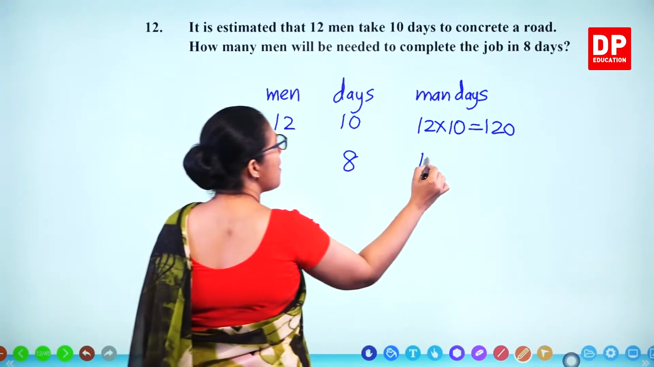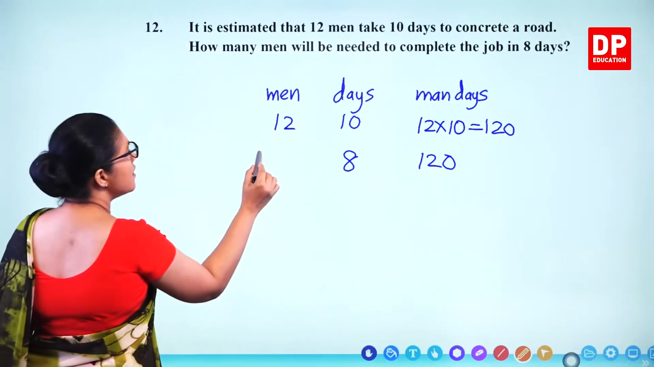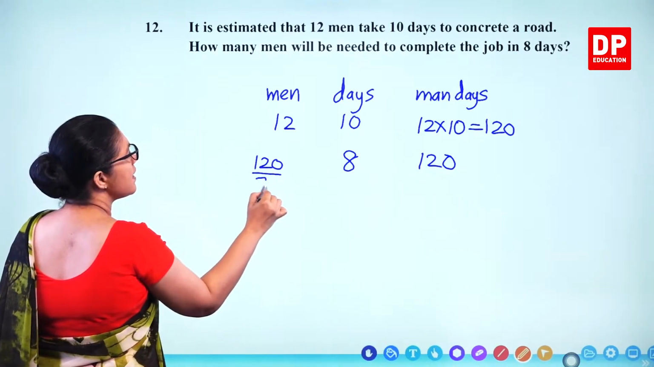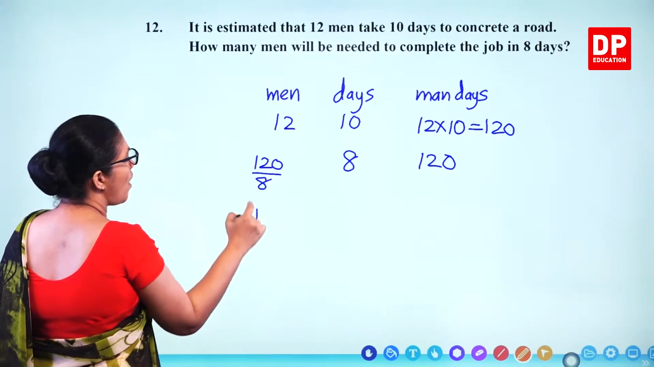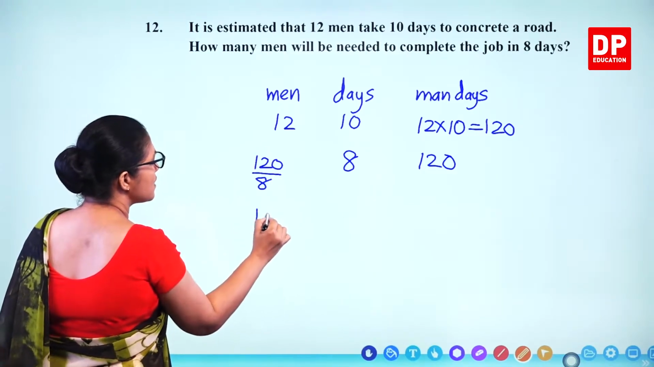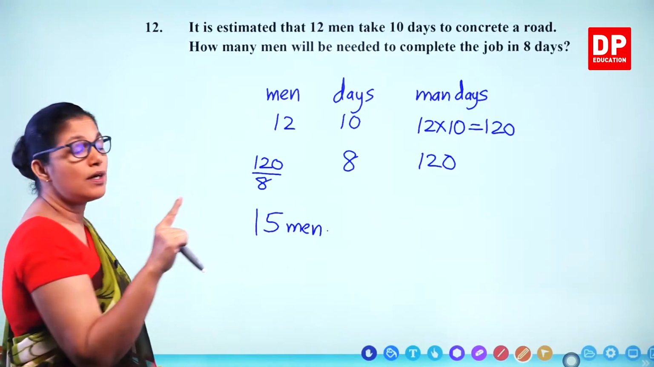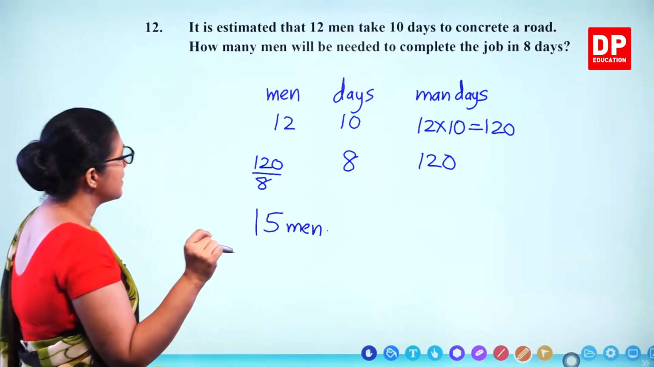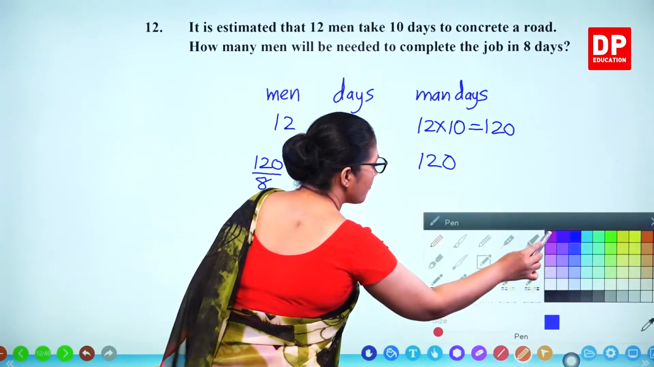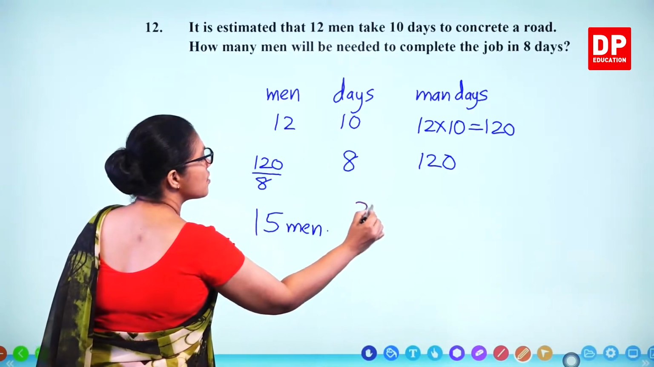So this is the same number of man days needed. So we can divide by 8 and see. 8 times 1, 8; 8 for 40, that's 5. So 15 men needed to complete this work within 8 days. 2 marks.